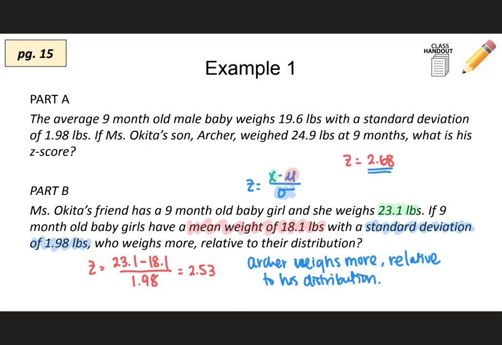What we're using to actually answer this is not the actual weights of the individuals, but the Z-scores. Even though we can see clearly that Archer obviously weighs more, we're not comparing that with a baby girl. We're comparing it to how far away they are from the average.